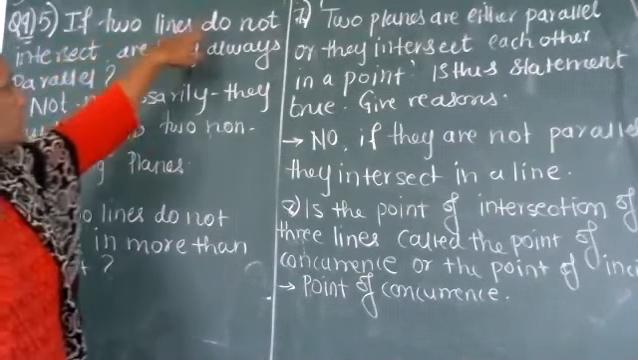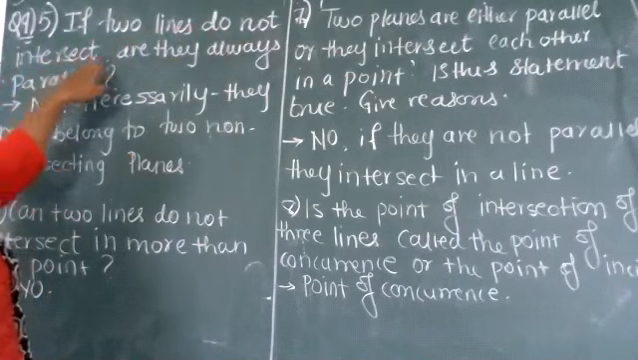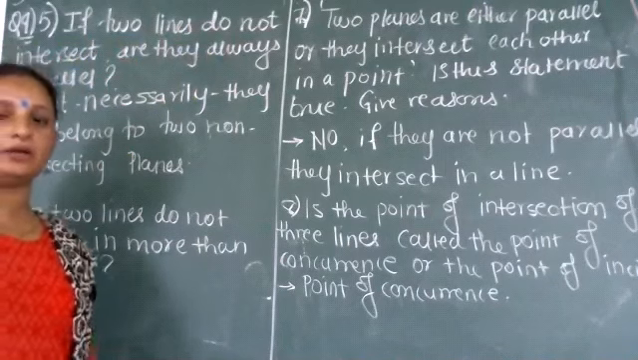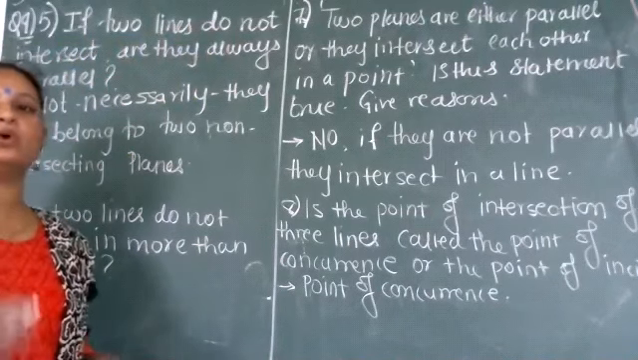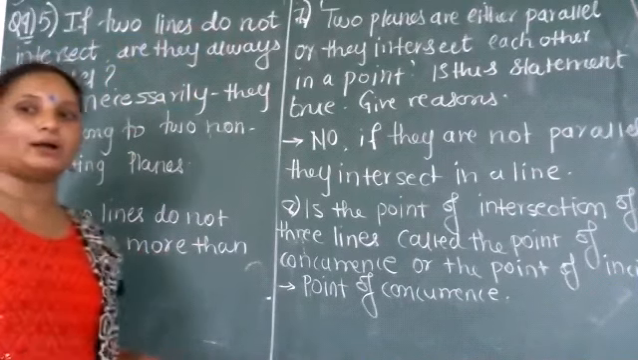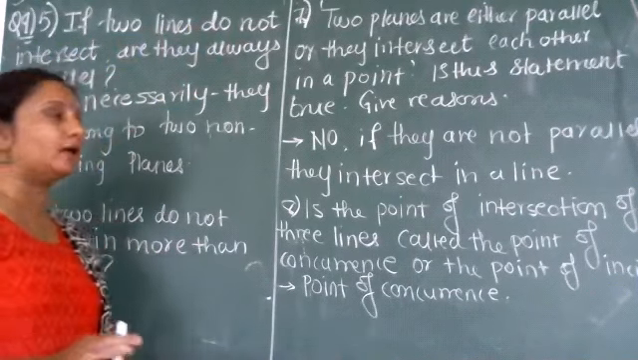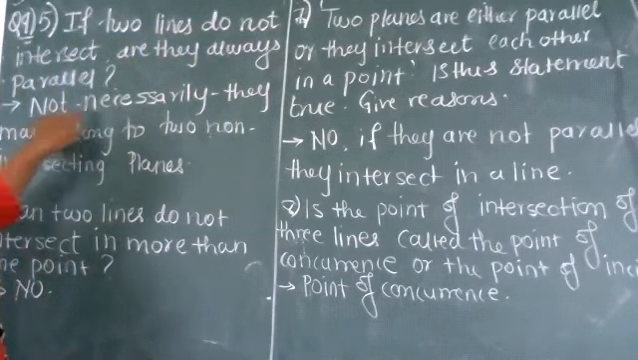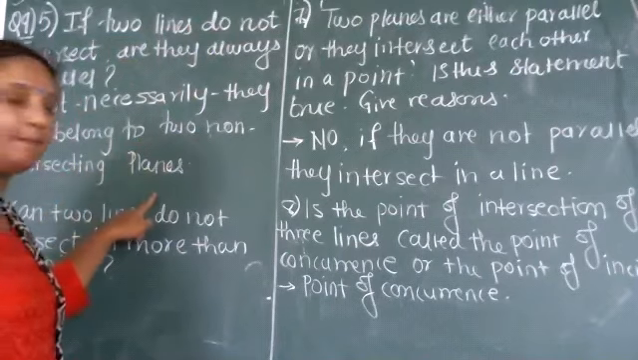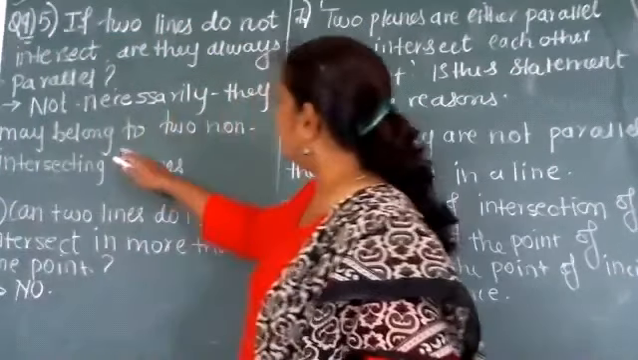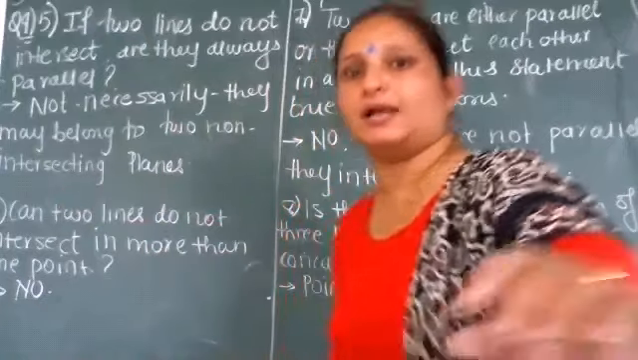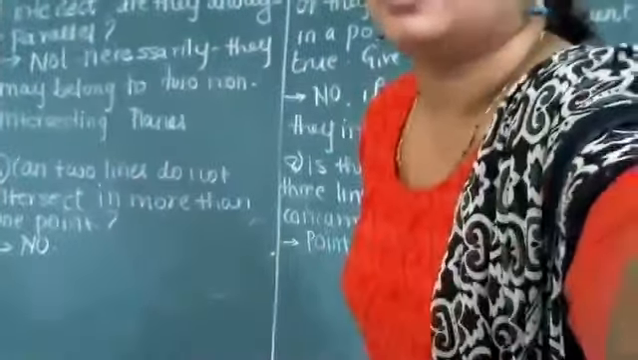What are they asking here? If 2 lines do not intersect, are they always parallel? Not necessarily, but most probably when those 2 lines do not intersect, they are parallel. But it is not required that they will be parallel only. We cannot predict it. So not necessarily, they may belong to 2 non-intersecting planes. Okay. Now let's move to the next sum.